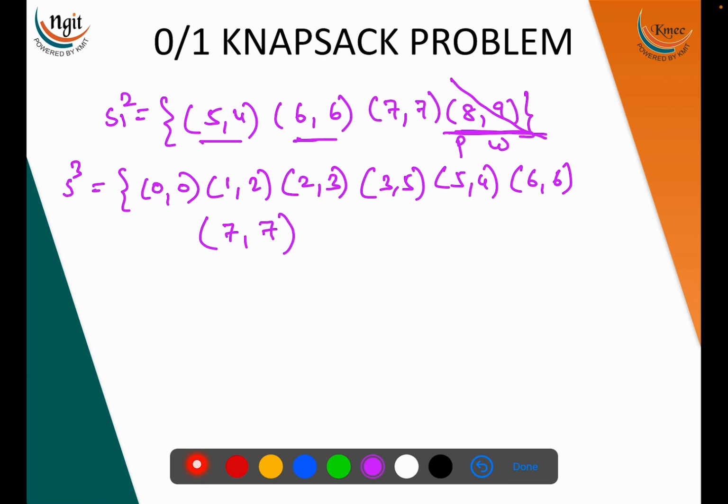Now third item and the second item is in the bag, and (8,9). So I told you (8,9) should get ignored, because it is going beyond that capacity, I'm not going to take that. Now the above is the set 3, where if you look at set 3, observe this profit and weights.